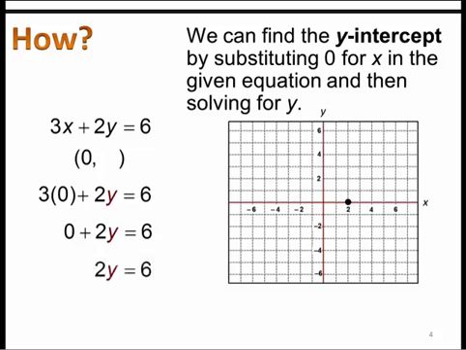And now we need to clear the coefficient that's here. That means we're going to divide both sides by the same number, and that's 2. So now on the left side, 2 divided by 2 is 1y, or simply y. And on the right side, 6 divided by 2 is 3. So now we know the ordered pair for the location of the y-intercept. It's at 0 and 3, so it's going to be located here on the y-axis.